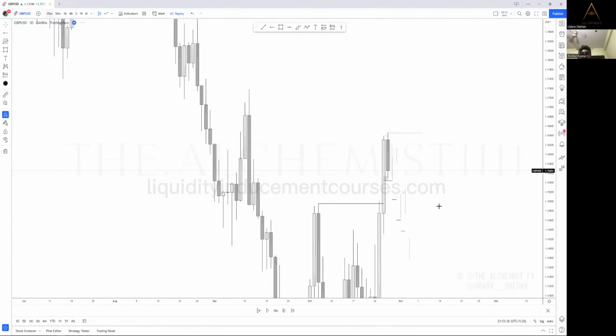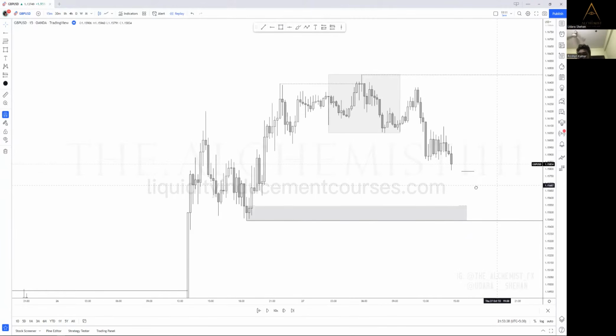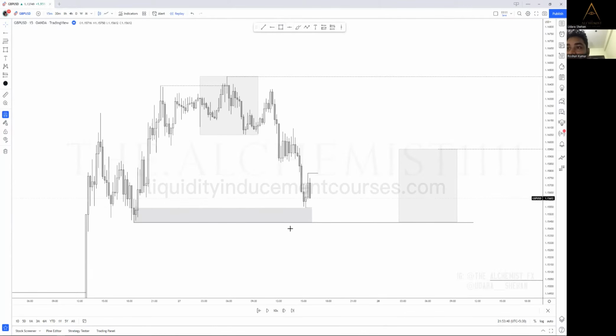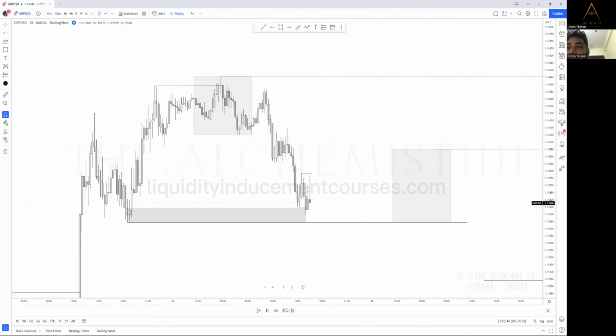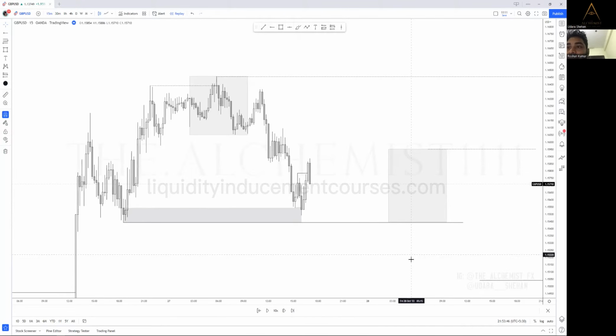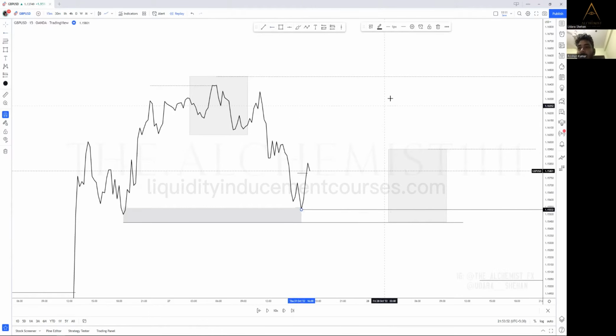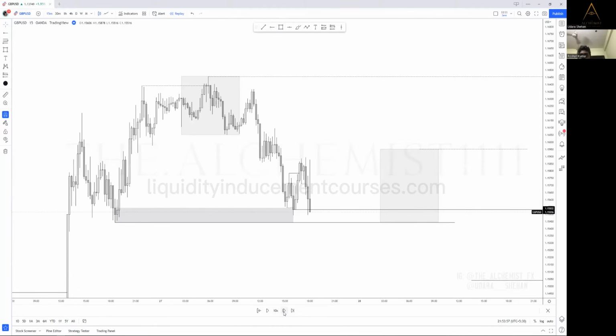If I go to the 15-minute, what happened? Look at this. It came down into the 4-hour point of interest and did the stop hunt and gave the break. See that? So there we get the confirmation. Then what do we have in here? A support, right? We have a support. So what happens? It comes down and flies up.